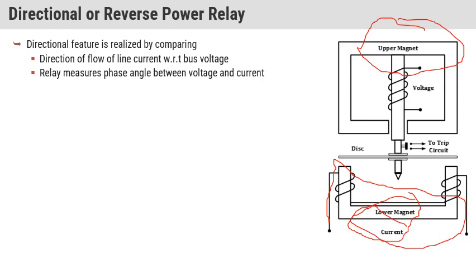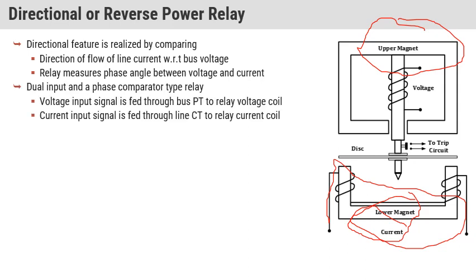Whenever voltage or current exceeds its limit, the relay compares the direction of flow of line current with respect to the bus voltage. The relay measures the phase angle between the voltage and current. This is how we can judge the direction or reverse power. This is the disk, and when the disk moves, the relay sends the trip signal to the trip circuit.